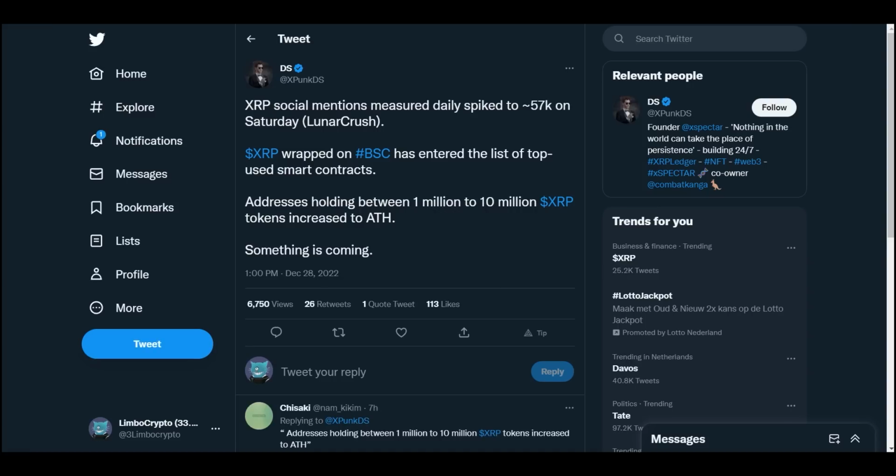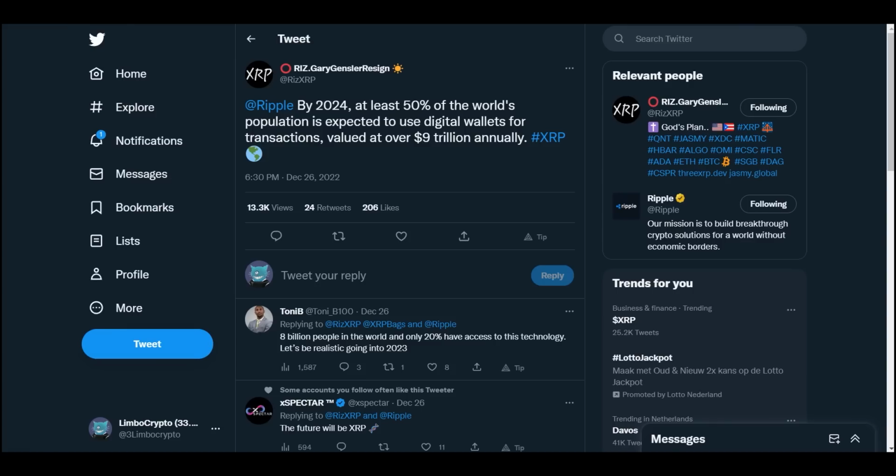And they very well know what Ripple is going to be. They're telling you even. XRP Social mentions measured a daily spike to 57K on Saturday. XRP wrapped on BSC has entered the list of top used smart contracts. Addresses holding between 1 to 10 million XRP tokens increased to an all-time high. Something is coming. The XRP supply is in shock, guys. It is going to be in shock and the price is going to fly. Ripple: by 2024, at least 50% of the world's population is expected to use digital wallets for transactions, at over $9 trillion annually. That is insane, guys. That is absolutely insane. And if you summarize this, this is 8, this is 5, and this is 9. Makes 5, 8, 9. That's the message in this, because Ripple officially tweeted this, actually, which is a signal as well.